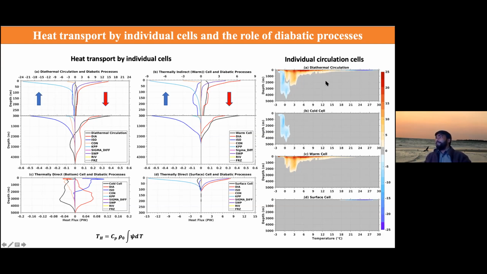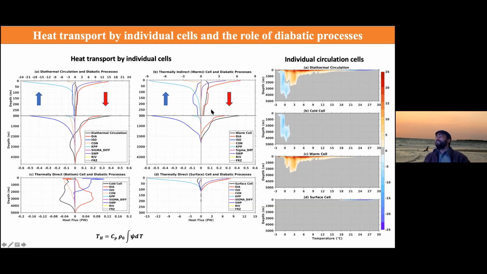And then I further split it into the cold cell, which is shown in the left bottom figure. So the cold cell, which represents the Antarctic bottom water, transports heat upward throughout the water column, which is balanced in the upper 1000 meter by the isopycnal mixing, and in the deep ocean by the diapycnal mixing. And convection has a secondary role to cool the ocean in temperature less than 2 degrees centigrade.